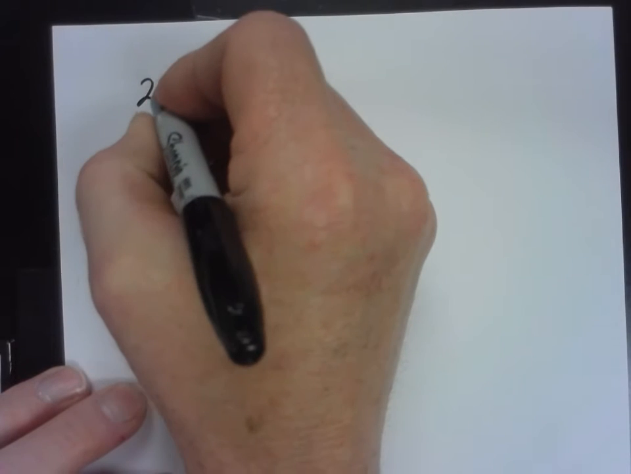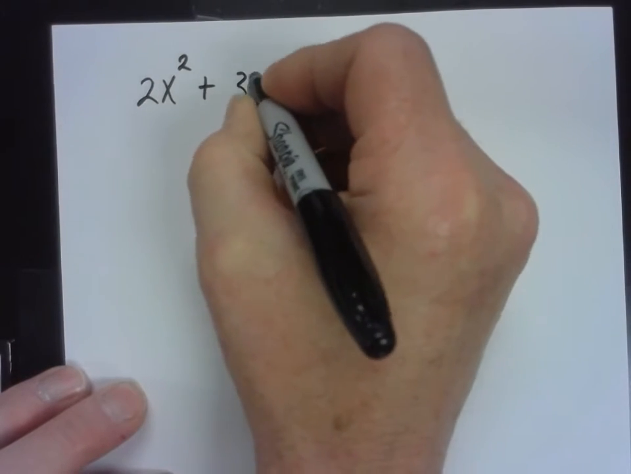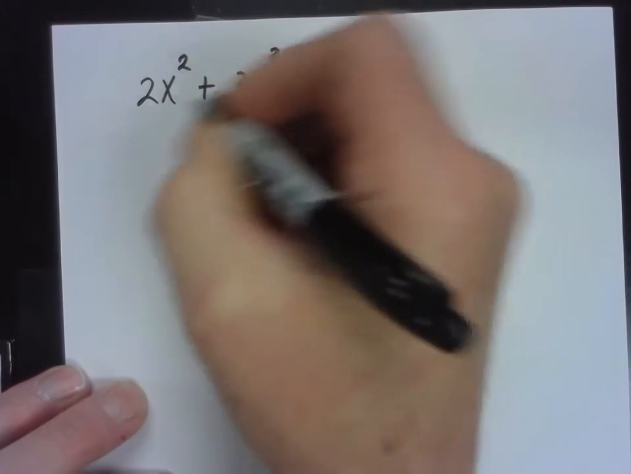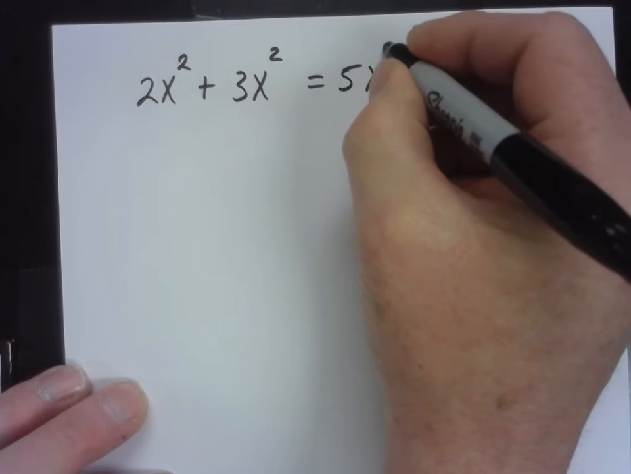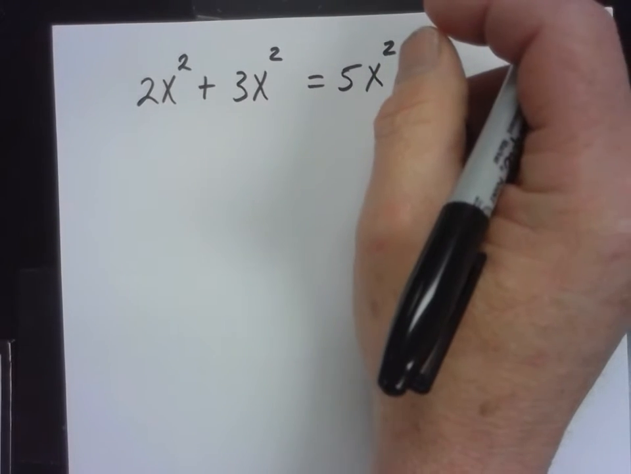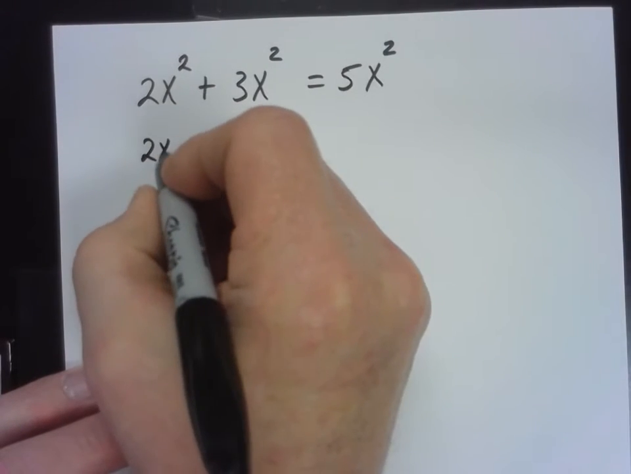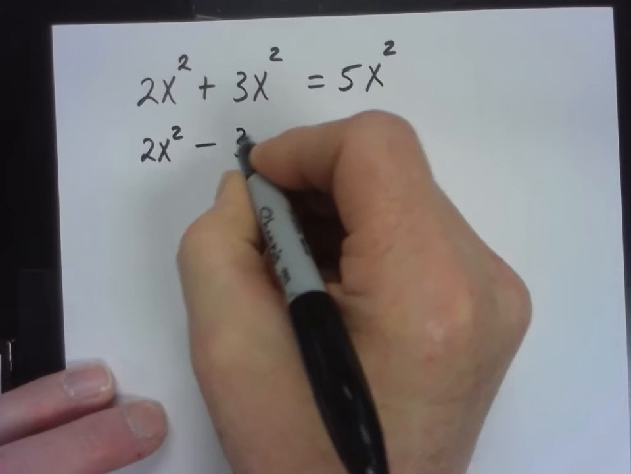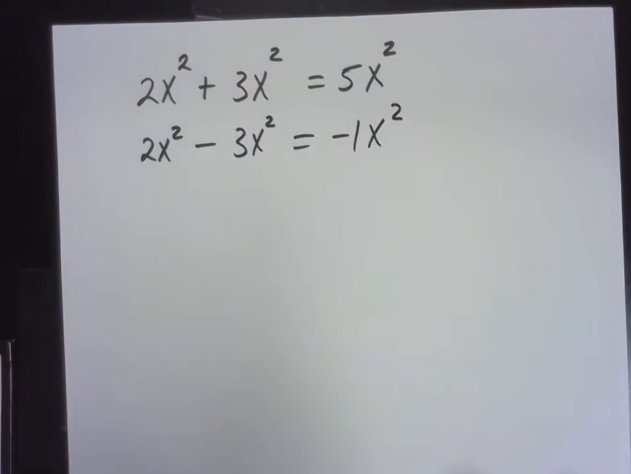Okay, so I'll give you an example. Let's say I'm adding. I have some like terms, I'm adding them together. What are the exponents doing here? Not doing anything. I'm adding, and they're not doing anything. What if we're subtracting or adding a negative number? Are the exponents doing anything? No, they're just sitting there.